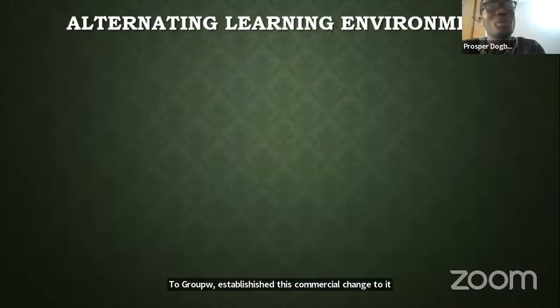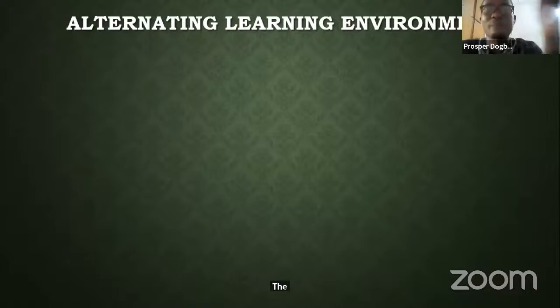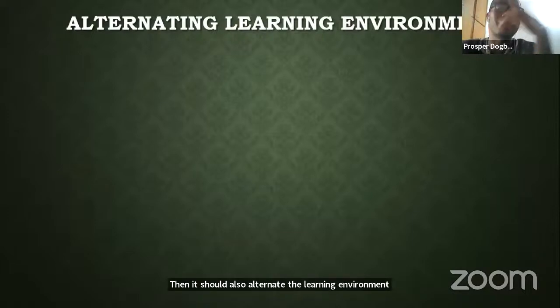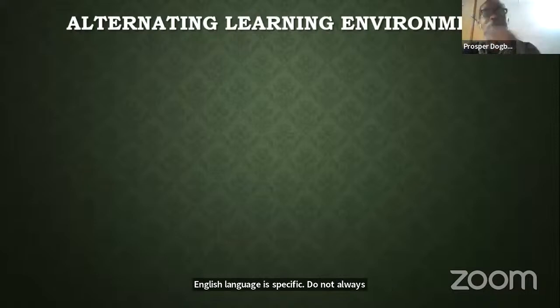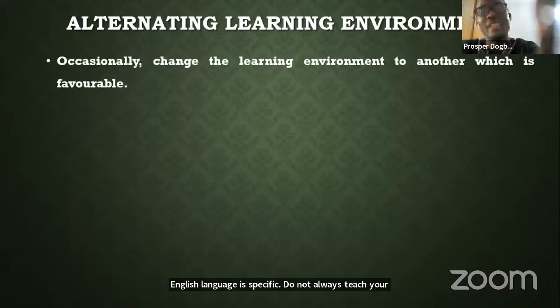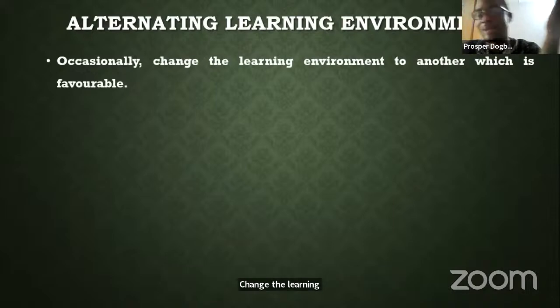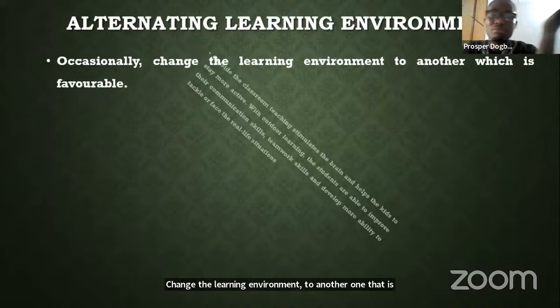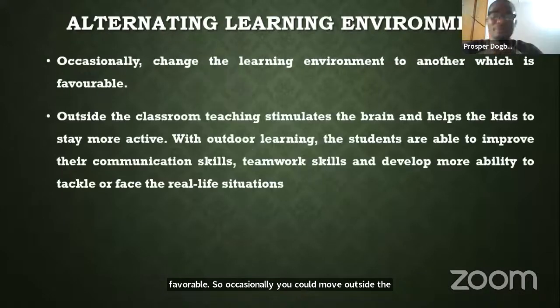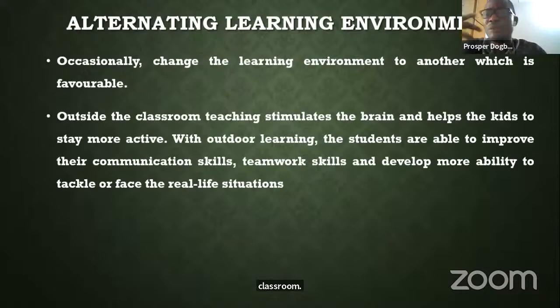Then you should also alternate the learning environment. As the teacher of language, English language to be specific, do not always teach your English in the classroom. What are some of the things you can do? Change the learning environment to another one that is favorable. So occasionally you could move outside the classroom, because it stimulates the brain and helps the kids to stay more active.